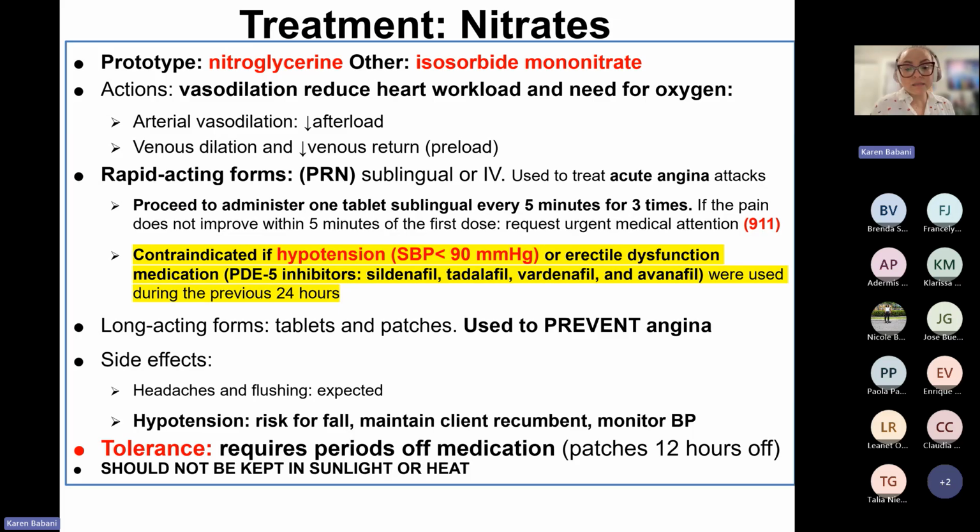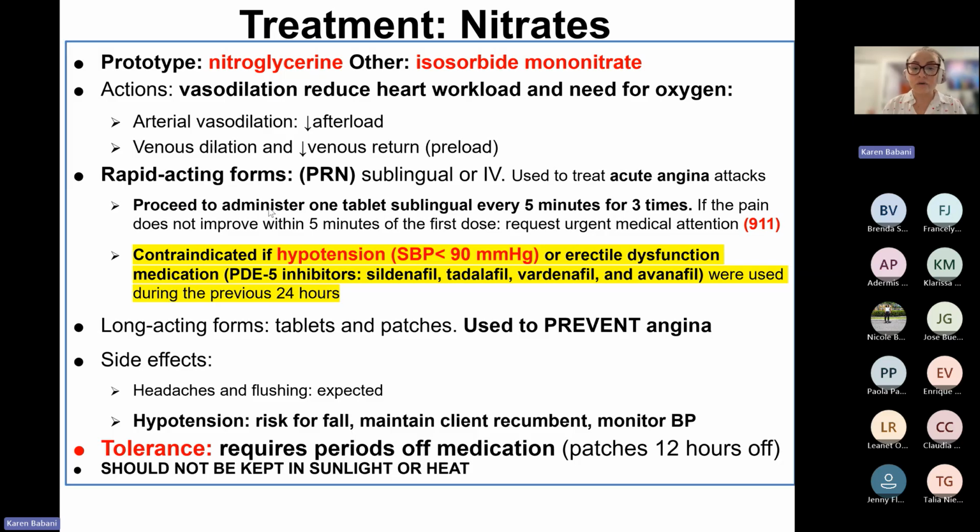You also have your long-actings. Those will be your PO tablets or the patch. In the next slide, I show you the patch. We already talked about this in other classes. This is just a review. Again, we give it to prevent. If it's an acute attack, then you need to give the rapid form, either the sublingual or the IV. Remember, neither the patch nor the tablet is to be given if your patient is telling you that they're having chest pain right now.